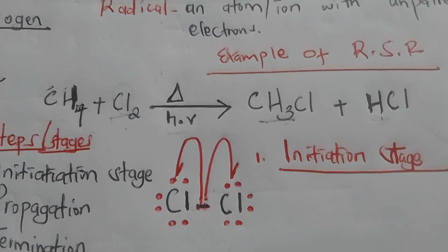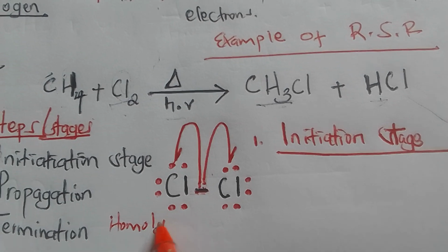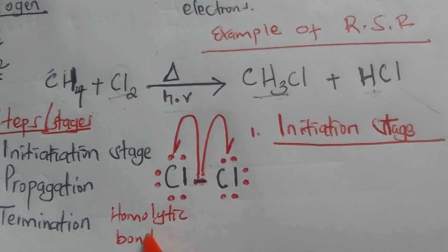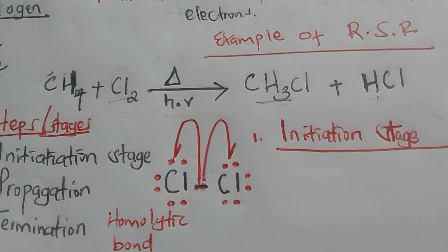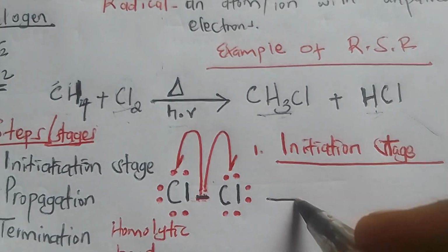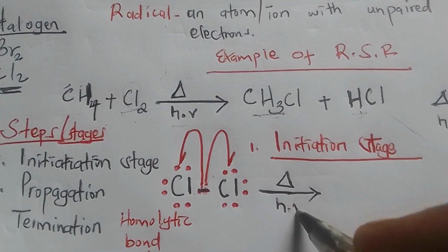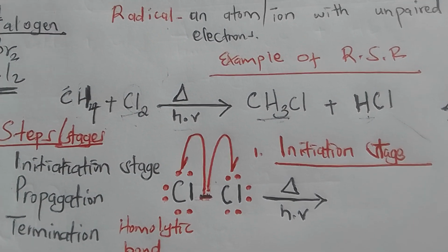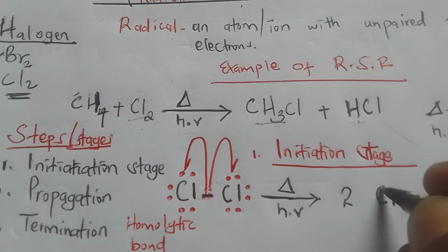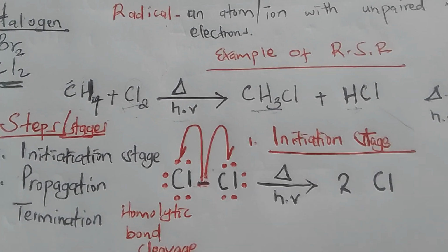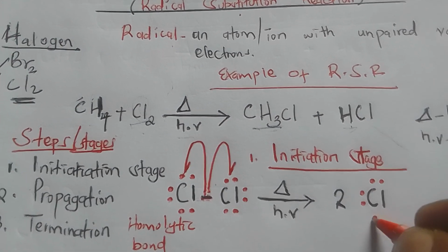like that. So this is a homolytic bond cleavage. And if that happens, that bond has been broken under the presence of high temperatures and light energy. So at the end of the day, we have in that system two radicals of chlorine atoms.